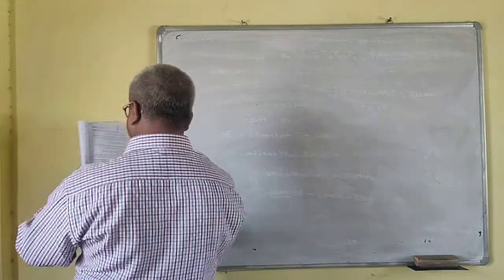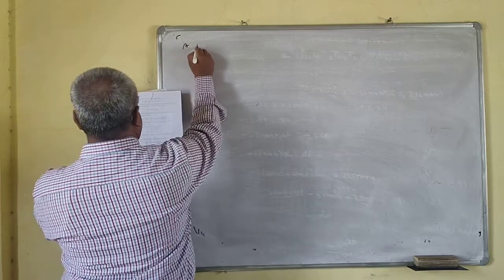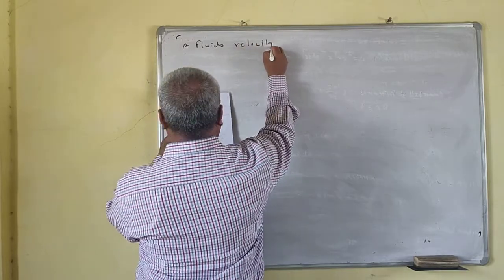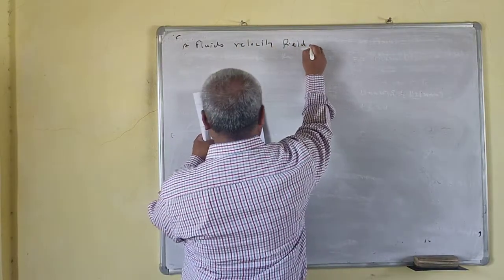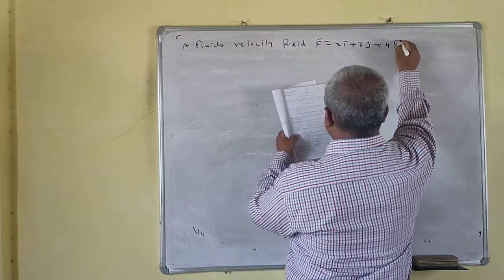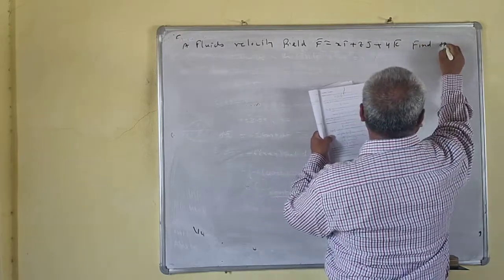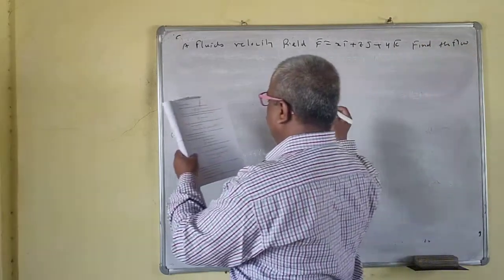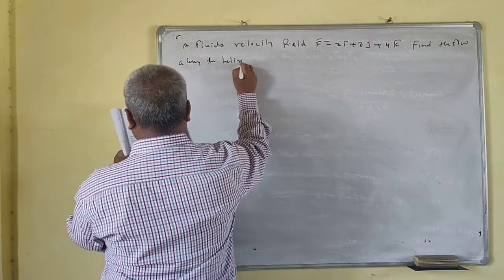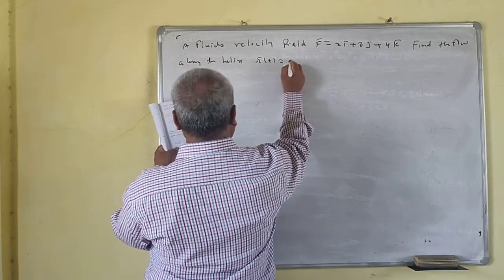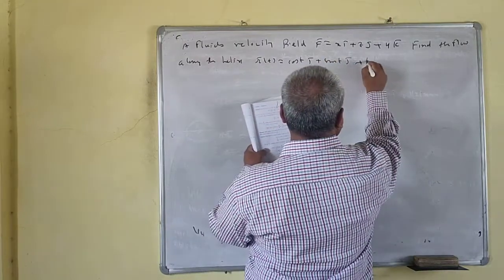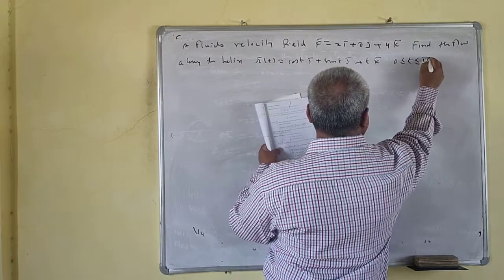We'll take the next problem. A fluid velocity field F bar is equal to x i bar plus z j bar plus y k bar. Find the flow. Flow is the same as the work done, along the helix r bar of t is equal to cos t i bar plus sin t j bar plus t k bar, 0 less than t less than pi by 2.